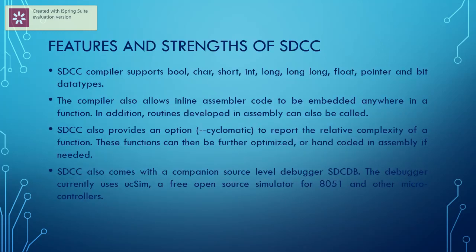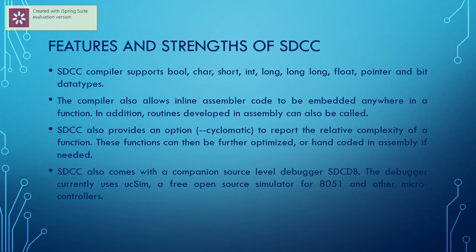Let's talk about some of features and strengths of SDCC. SDCC supports all of the primitive data types: bool, char, short, int, long, float, pointer, and bit. It allows an inline assembler code to be embedded anywhere in a function. An inline assembler is a feature of some compilers that allows low-level code written in assembly language to be embedded within a program, among code that otherwise has been compiled from a higher-level language such as C or Ada.